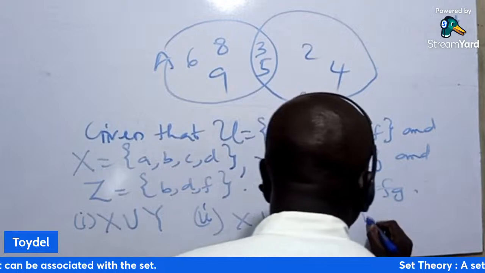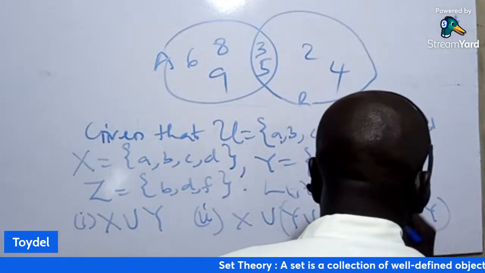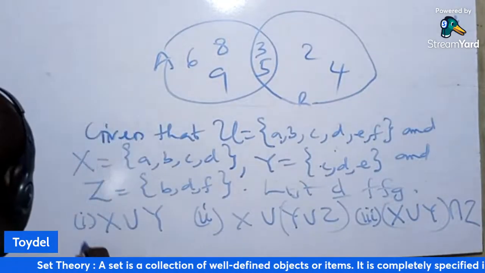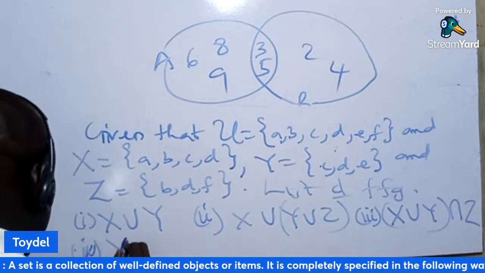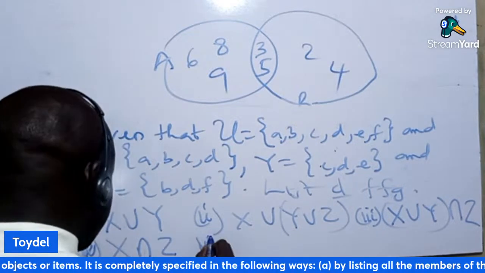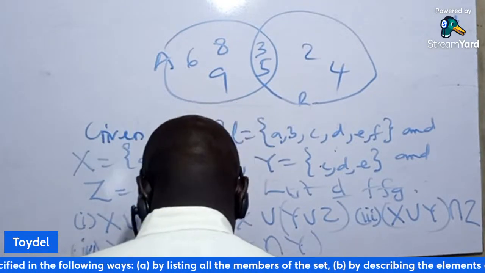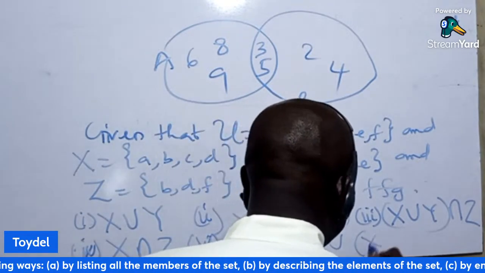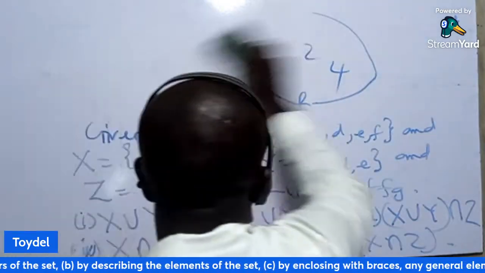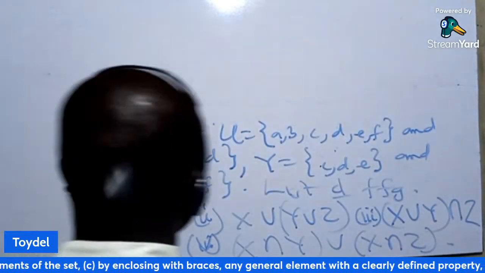So another one, we have to list X union Y intersection Z. Then another one, we have to list X intersection Z. Then the final one, we have to list X intersection Y union X intersection Z. That is all that we are required to do. After this, I will introduce set builder notations, then I will stop the class.